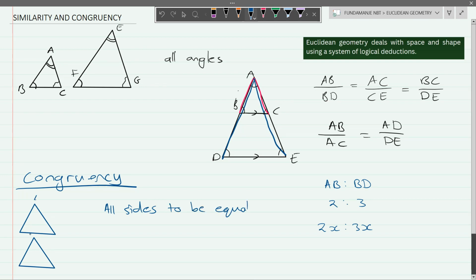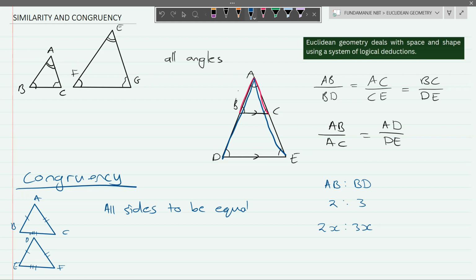So it means if I have A, B, C, and D, E, F, AB needs to correspond to DE, and they need to be equal. AC with DF, and then lastly BC along with EF. When you can prove this to be true, then you can say for sure that these two triangles or these two shapes are congruent.